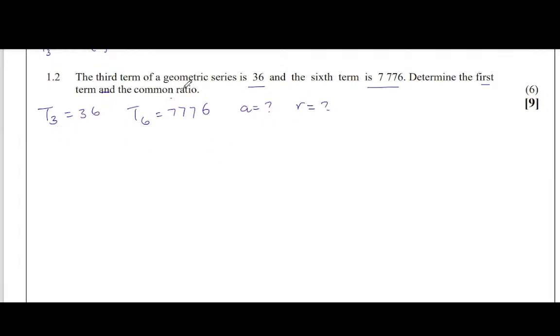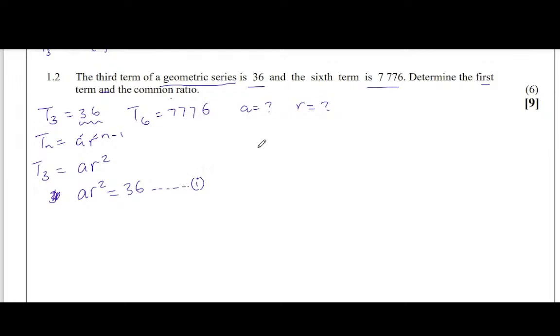So we know that since it's a geometric, we need to use the nth term of a geometric, which is Tn equals A R exponent n minus 1, where A is our first term and R is our common ratio. So if I was to find the third term from the nth term, it will be A R to the 3 minus 1, which is squared, or A R squared. Then I can substitute T3 with 36, so let me write it as A R squared equals 36. I can call this my equation number 1.